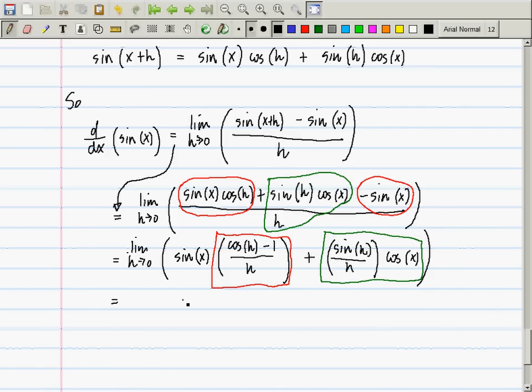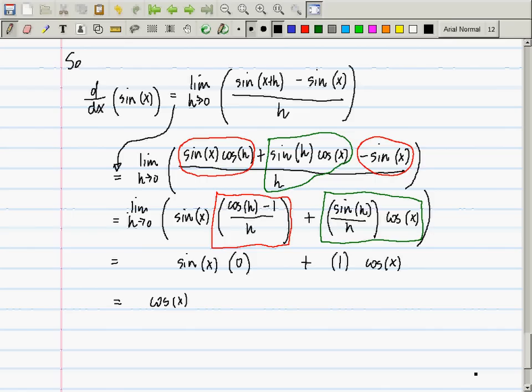So this is the sine of x multiplied by 0 plus 1 multiplied by the cosine of x. Altogether, sine of x times 0 is 0, and 1 times the cosine of x is the cosine of x. So the derivative of sine is cosine. Wonderful.